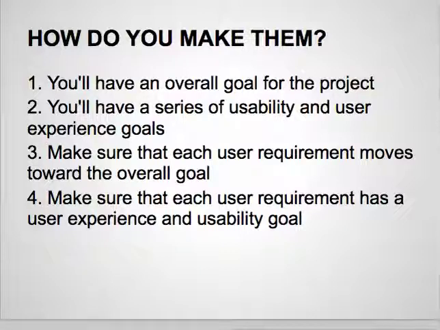Well, you have an overall goal for the project. You have a series of usability and user experience goals you need to meet. You need to make sure that each user requirement moves toward the overall goal, and that the user requirement has a user experience and usability goal. So really what this means is that you have an overall goal for the project. I am trying to improve how X is done. And then you have a series of goals within that you need to make sure actually help the user do it better.